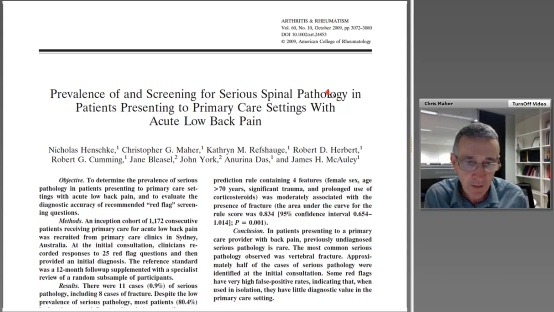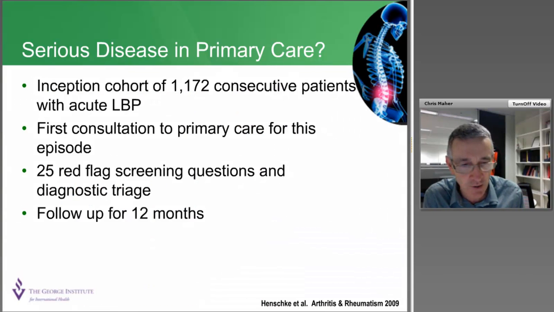We looked at the issue of how common serious disease was in primary care, and we conducted a study in Sydney, and we looked at people presenting to chiropractors, physiotherapists, and GPs, and this is the study that we published a little while ago. It was led by Nick Henschke, who was one of my PhD students at the time.